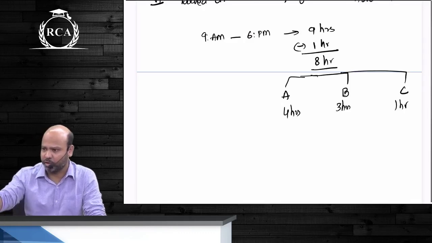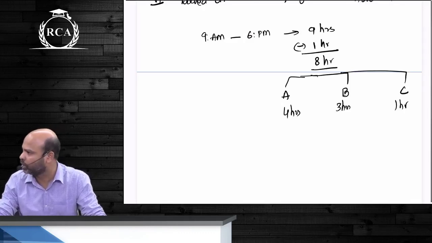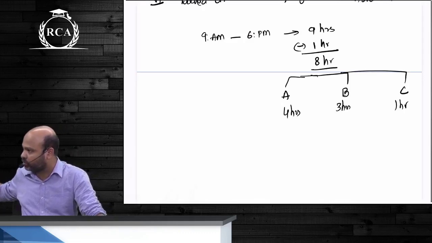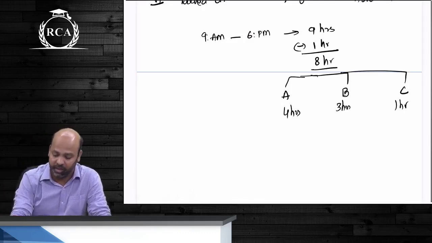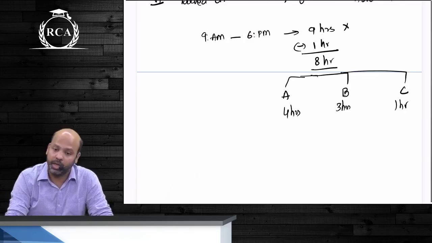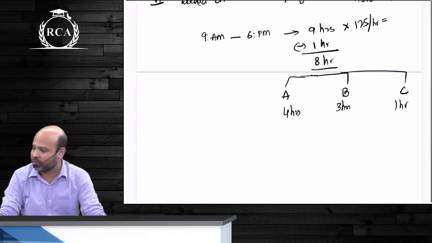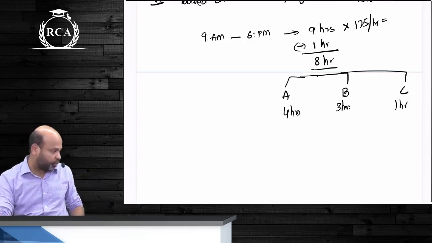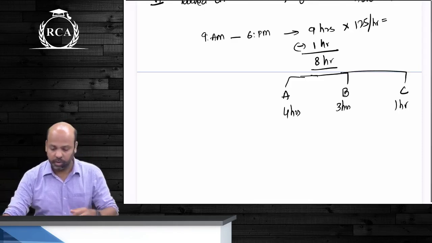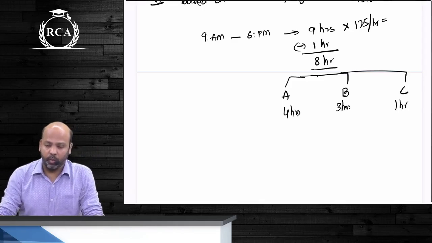So this timesheet is to be filled up by every employee. Here, this employee has worked on product A, product B and product C. Let's say the employment states that the worker will be paid about 125 per hour. If the worker is paid 125 per hour, what is the total amount of wage that you're going to give to the employee for that day of work? 9 into 125, that will be 1125.